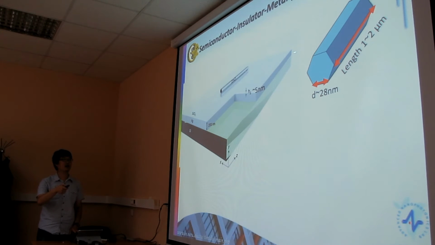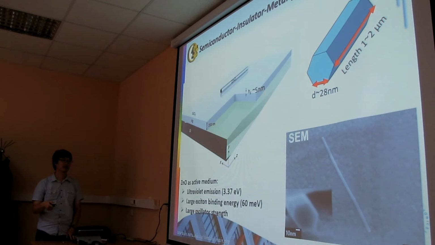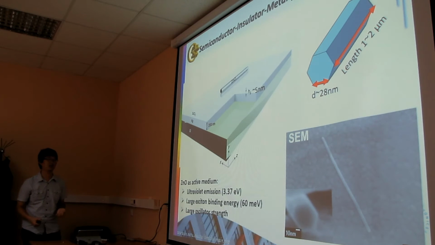And this is our zinc oxide nanowires. As you can see, it's a hexagonal shape. And this is the SEM image. Zinc oxide is a material that emits ultraviolet at room temperature, and the large exciton binding energy makes it couple much more strongly with the surface plasmon.